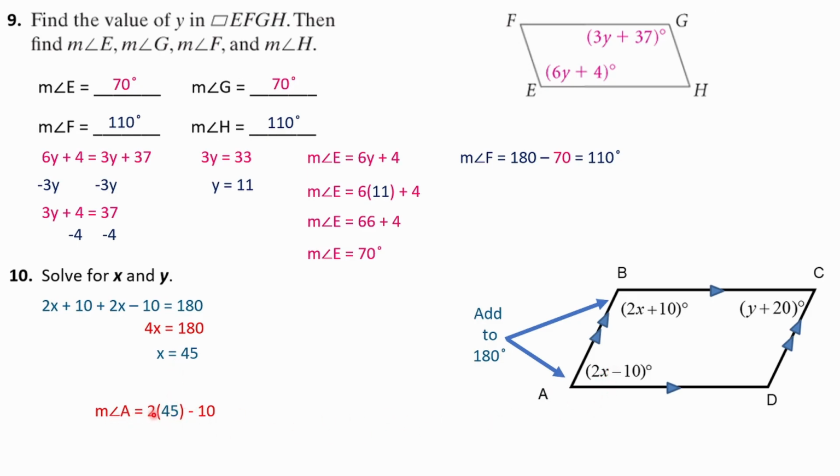So 2 times 45 minus 10 gives me the measure of angle A. And if I do 2 times 45, I get 90. 90 minus 10 gives me 80 degrees.